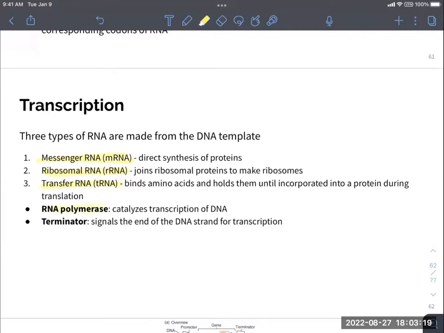RNA polymerase is what actually transcribes that DNA. And then at the end, we have what is called a terminator that signals the end of that DNA strand. So we're at the end of transcription. We're done with this set of DNA.